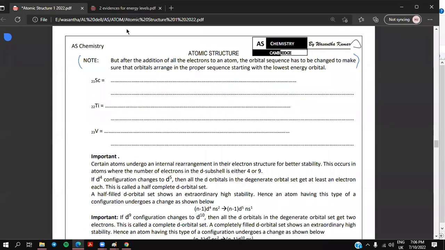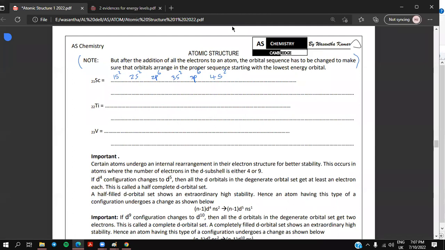21 electrons. We can write the configuration 1s2, 2s2, 2p6, 3s2, 3p6. After 3p, what is the next orbital? After 3p, we go to 4s. Let's see the electron number remaining. 2, 4, 10, 12, 18. This one gets 2 electrons, so it makes 20 electrons. You can't have more than 2 electrons in 4s.